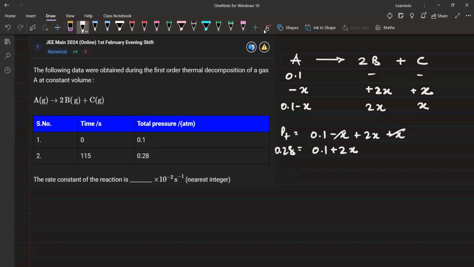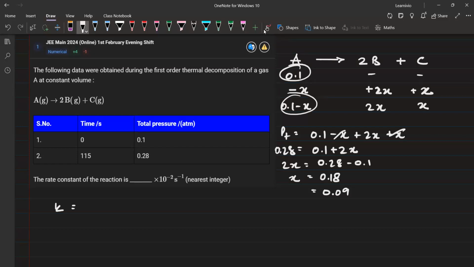So from here, you can calculate the value of x and 2x also. So 2x will be equal to 0.28 minus 0.1. This will be equal to 0.18, and x will be equal to 0.09. Fine. Now once we have got the A, this is the initial, this is the final. You can plug this in the formula, and you will get K. Sir, can we directly apply the formula? Yeah, you can directly do it.